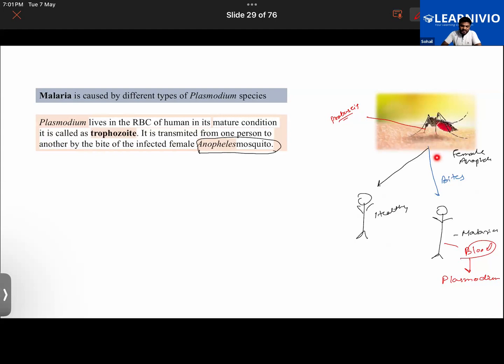Like this, an Anopheles mosquito bites an infected person. While doing so, what happens? Plasmodium from the blood of this infected person gets inside the body of the mosquito. When the mosquito bites a healthy person, the plasmodium is transferred from the mouth, that is, the proboscis of this mosquito, to this healthy person. In this manner, this person will also become sick. So this is how it is transferred from a sick person to a healthy person.